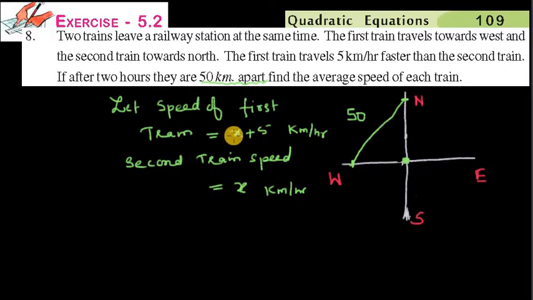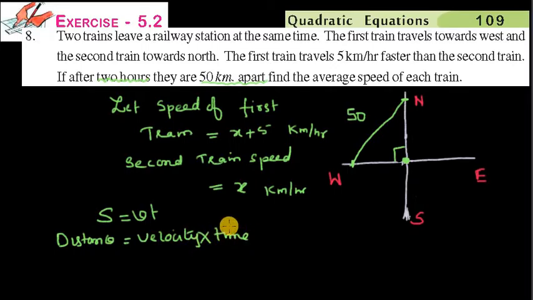Now we will consider this right angle triangle. How much time has each train traveled? It traveled 2 hours. This is very important. Both the trains traveled 2 hours. As you know, the relation between distance, speed and time is s equals vt. So distance is equal to velocity into time, and the time for both trains is 2 hours.